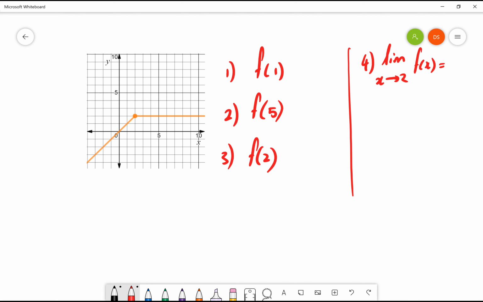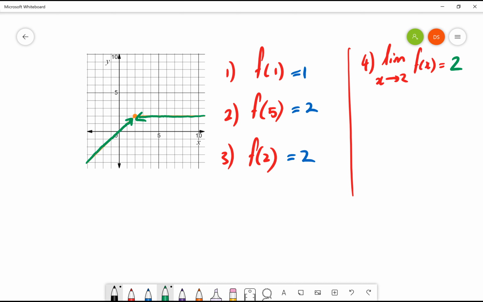Okay, and so in this one, it's really interesting. f of 1 is not a trick question. f of 1 is 1. f of 5 is 2. f of 2 is also 2. And for the limit, well, from this side, it's getting closer and closer to 2 in height. And from this side, it's getting closer and closer to 2 in height. And so it's 2. The limit exists.